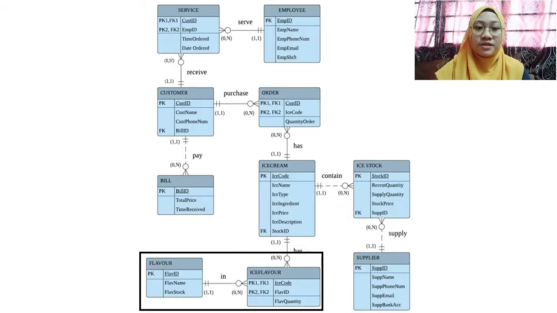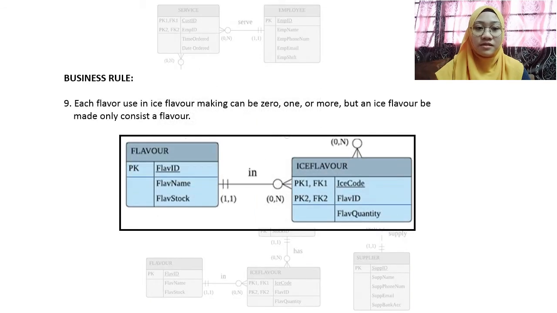Now, we're going to see the last business rule between the ice flavor table and the flavor table. So here, each flavor used in the ice flavor making can be 0, 1 or more. An ice cream flavor being made only consists of flavor.